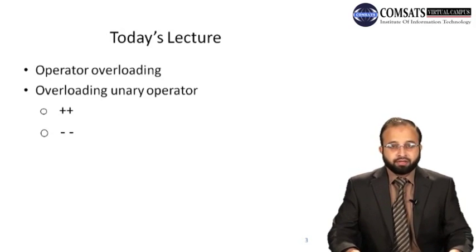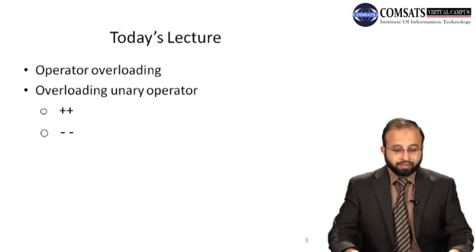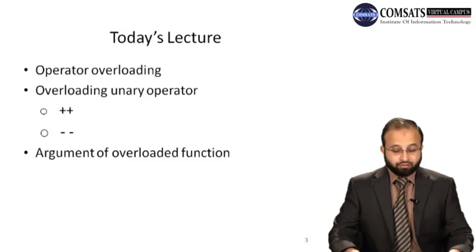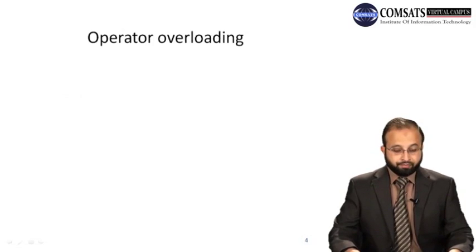For example, plus, minus, multiply, divide, and mod are the binary operators. These operators require two operands, and plus plus and minus minus, these arithmetic operators, require only one operand. Then we will see how we can pass an argument to an overloaded function, in which we will see the post increment statement, right?